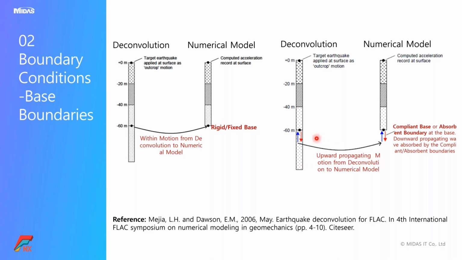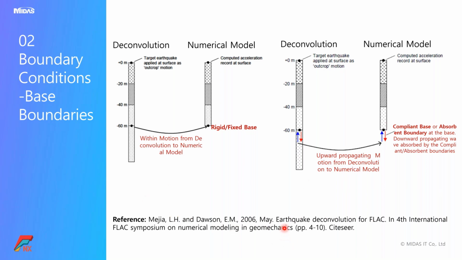But in the other situation, you might have both upward and downward propagating waves. Since we are only considering the upward wave, whatever downward motion happens will be absorbed by the compliant base or absorbent boundary in the software. It is just like eliminating the downward propagating wave. The reference for this can be seen in this paper.